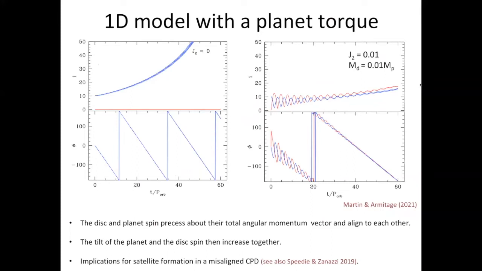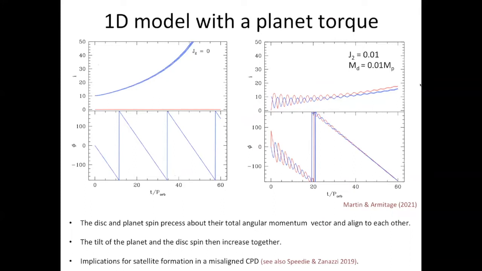And the right panel shows the same circumplanetary disk model, but includes an oblate spinning planet with a quadrupole gravitational harmonic J2 of 0.01. And this is similar to Jupiter and Saturn in the solar system. And the mass of the disk is 1% of the planet mass. The blue lines show the disk and the red lines show the planet's evolution.